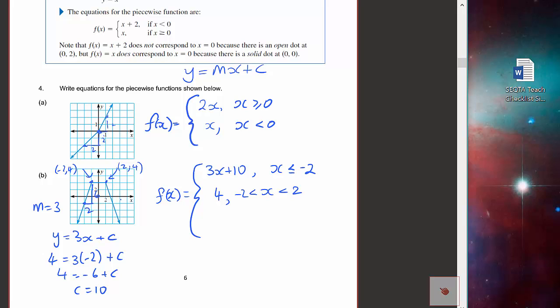Then if we do this one, choose a convenient point here. So 2 across and 6 down gives us a gradient of -3. So y is -3x plus c. It goes through this point. So 4 is going to be -3 times 2 plus c. 4 is -6 plus c, so c is equal to 10. So that one is going to be -3x plus 10, and that happens when x is more than or equal to 2.